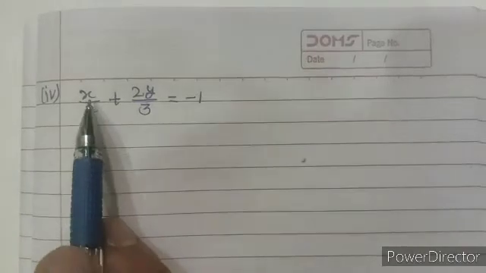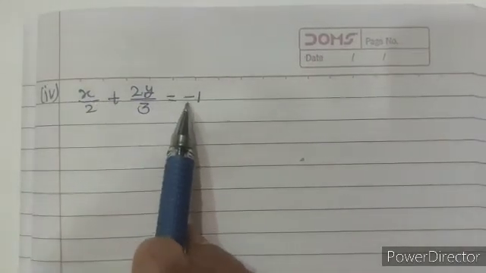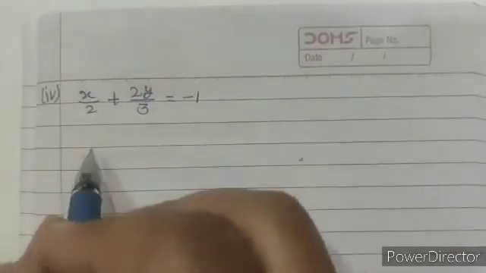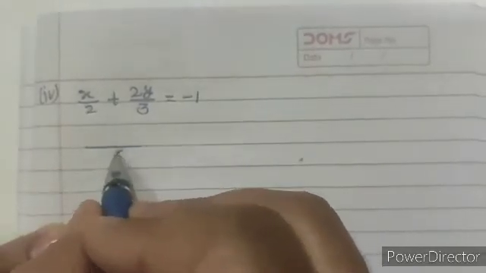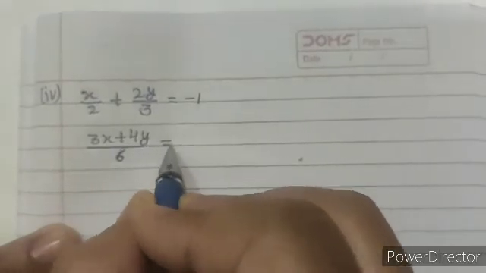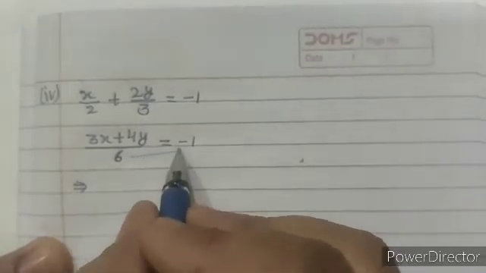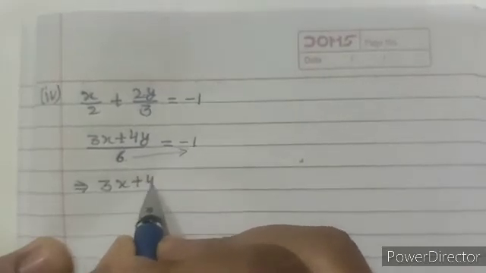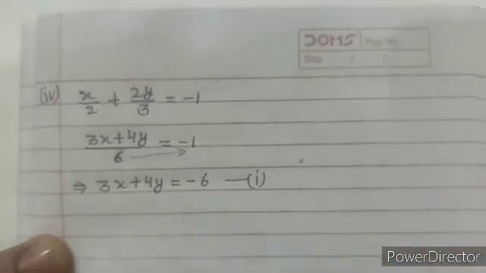In fourth question, the first equation is x upon 2 plus 2y by 3 equal to minus 1. So first of all, we will convert this into standard form by taking its LCM. Now LCM of 2 and 3 will be 6. Now this will be 3x plus 4y equal to minus 1. On multiplying both sides by 6, or you can multiply 6 with minus 1, we will get 3x plus 4y equal to minus 6, and this is our first equation.